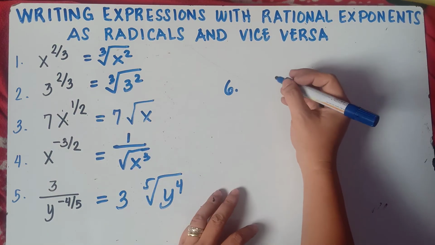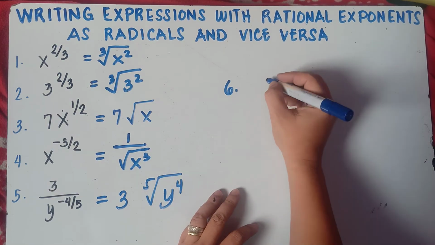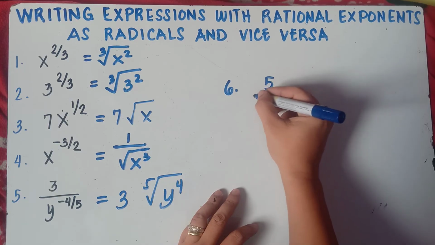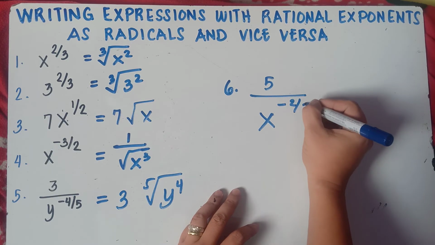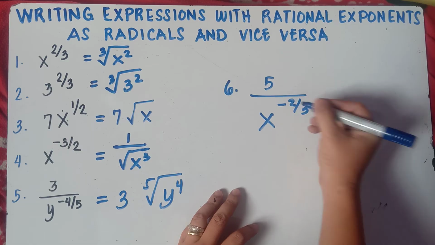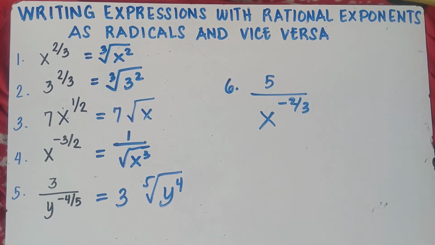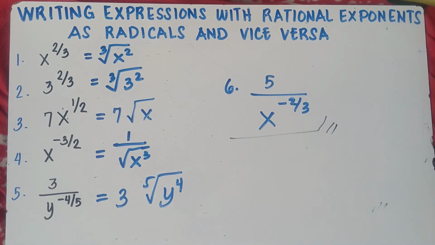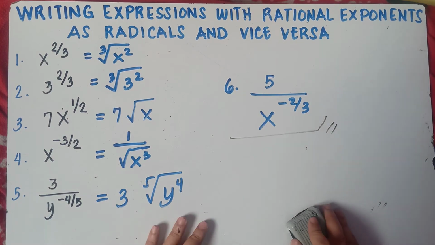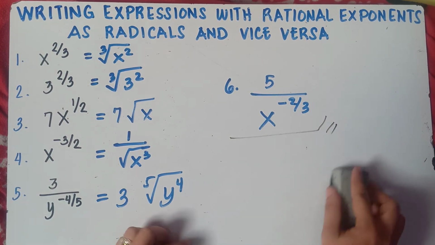So what if you have 5 over x raised to the power of negative 2 over 3? How will you convert that one, class? Pause the video and try to answer this one, number 6, and put your answer in the comment section down below for me to check if you really understand our topic.